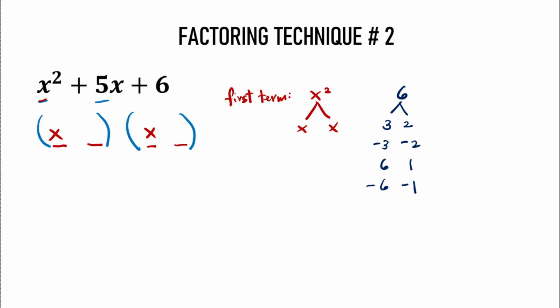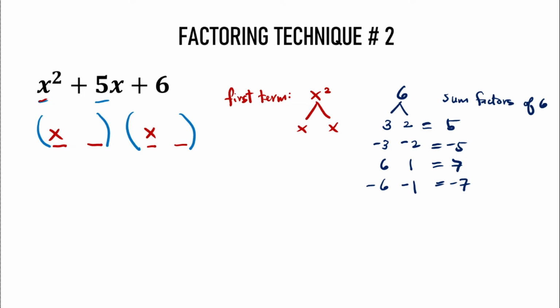Then, how we're going to choose which of these factors? We are going to add each of the factors. 3 plus 2 will give us 5. Negative 3 plus negative 2 is negative 5. 6 plus 1 is 7. Negative 6 minus 1 is negative 7. Now, pipiliin natin yung sum. Ito yung sum ng factors of 6.